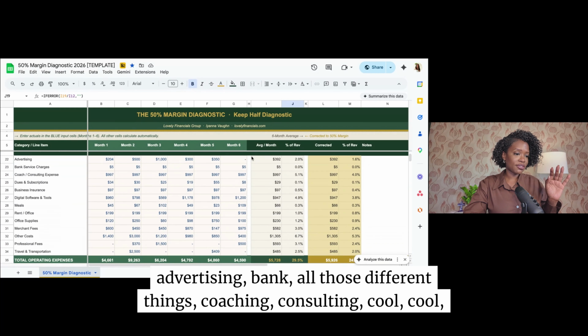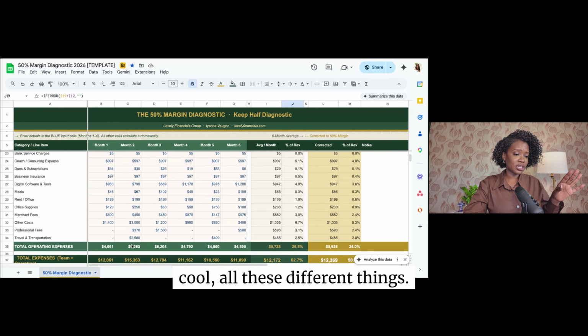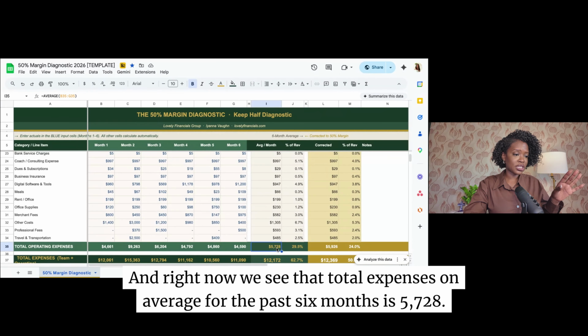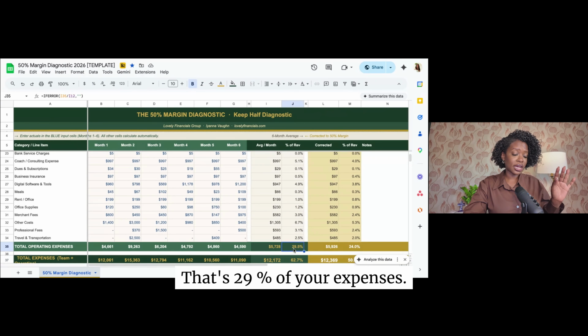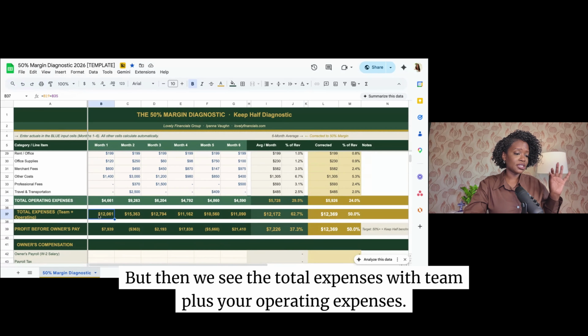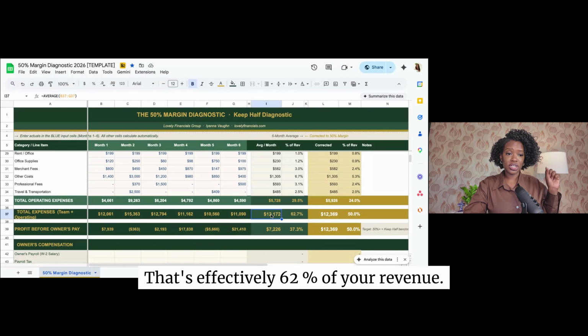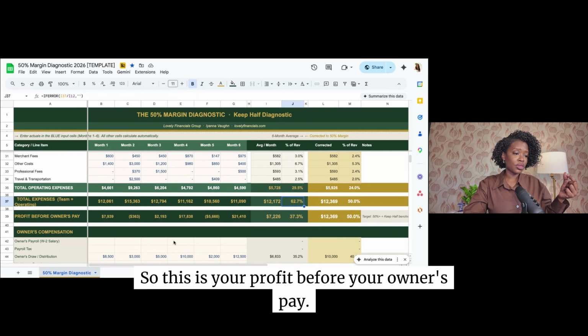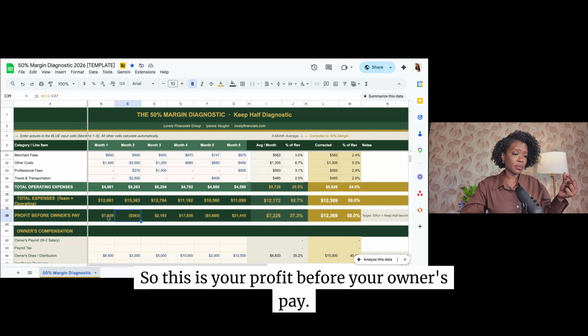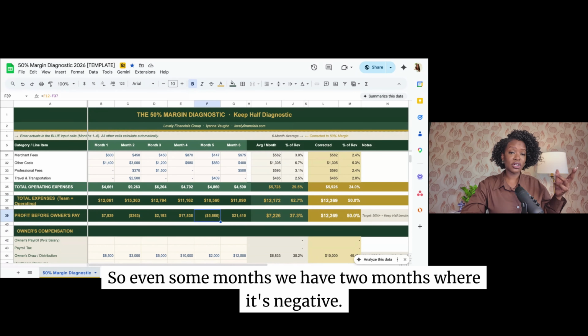So we have advertising, bank, coaching, consulting, all these different things. And right now we see that total expenses on average for the past 6 months is 5,728. Cool. That's 29% of your revenue. Not too bad. But then we see the total expenses with team plus your operating expenses are an average of $12,172. That's effectively 62% of your revenue. So this is your profit before your owner's pay. Even some months, we have 2 months where it's negative.